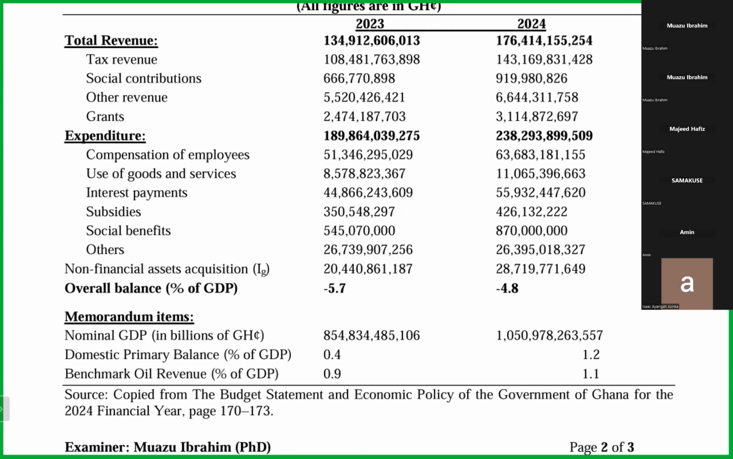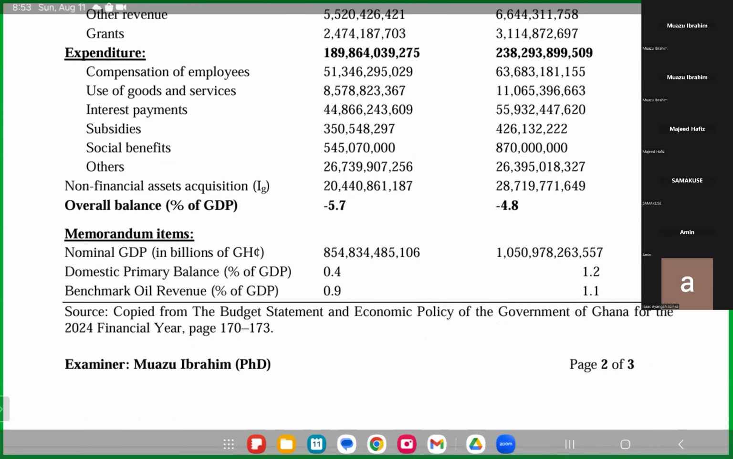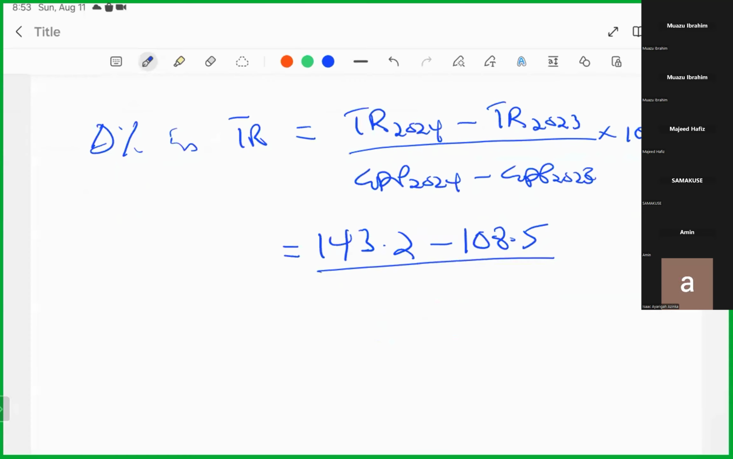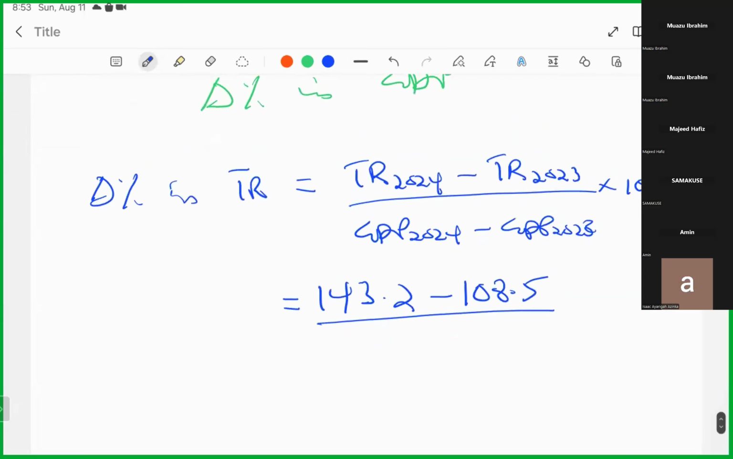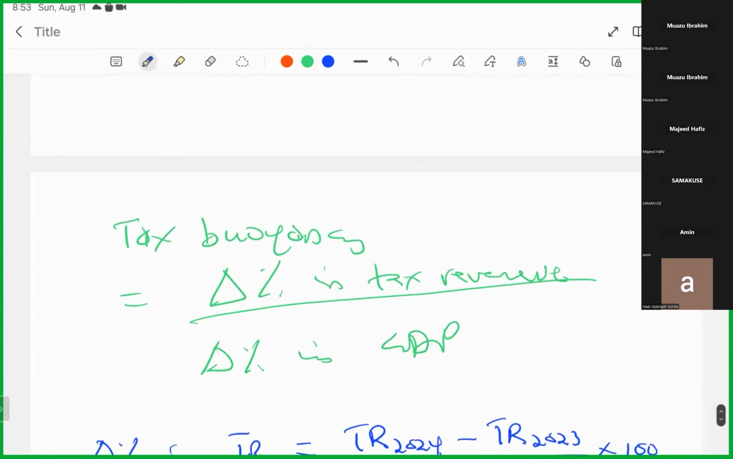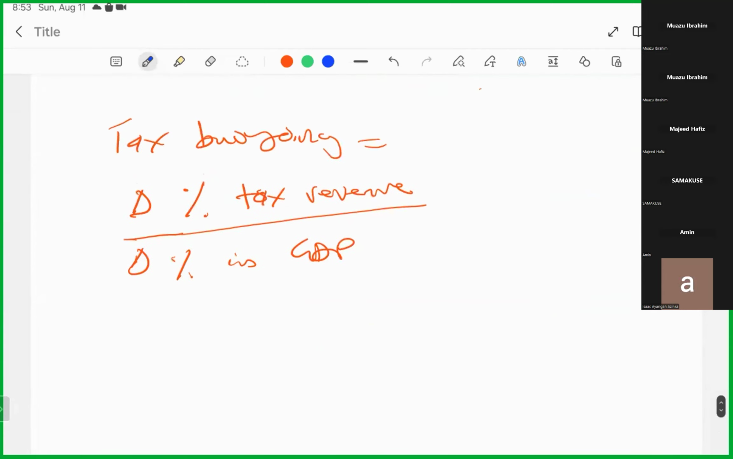Please, the formula. I think the percentage change in total revenue, wouldn't it be over the 2024 minus 2023? It's true. In fact, you are correct. This one minus here will be minus the old one. Are we together?